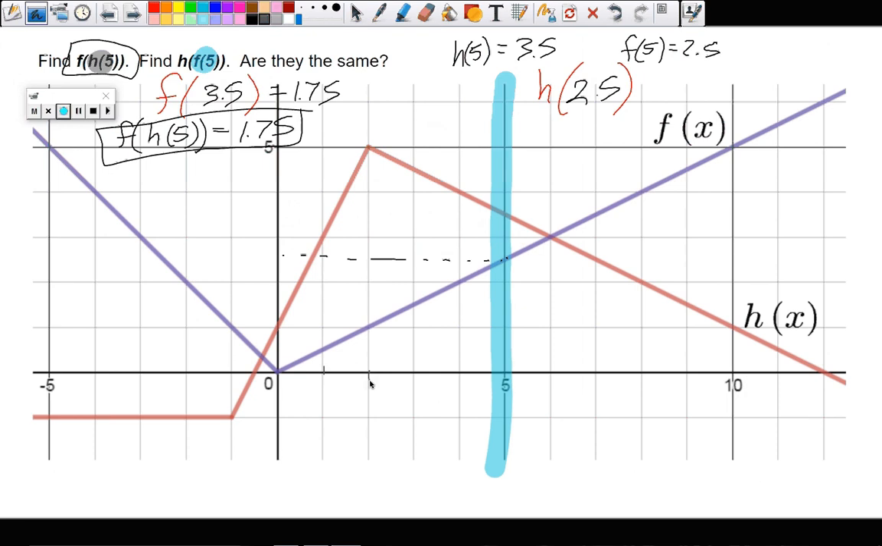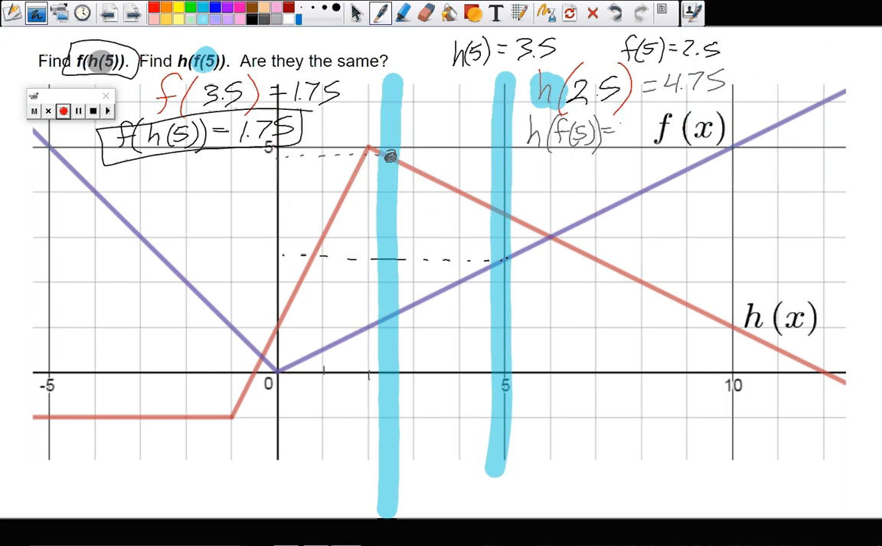So 2.5. We're going to jump on h. And we will hit it where? 1, 2, 3, 4.8, 4.75-ish. We'll go back and we'll say at the very end, h of f of 5 will give us 4.75. And as you can see, like we said earlier, they won't be the same. Because order matters.